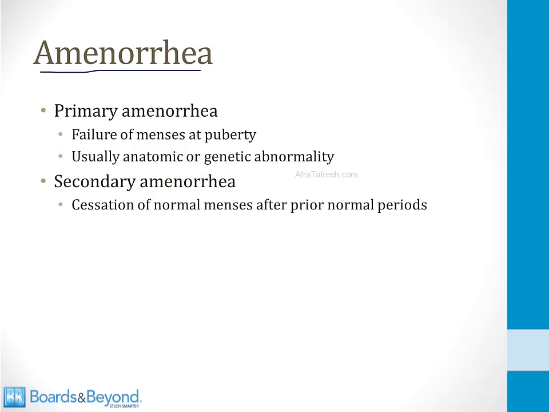First, we need to define a few terms. Primary amenorrhea is failure of menses at puberty, and this is usually due to an anatomic or genetic abnormality. What is much more common, especially in adult medicine, is secondary amenorrhea. This is cessation of normal menses after prior normal periods.